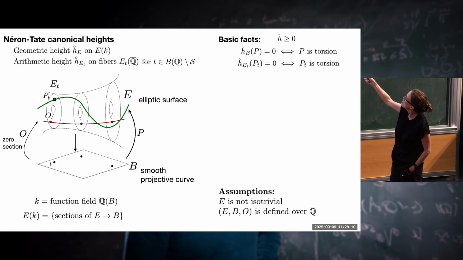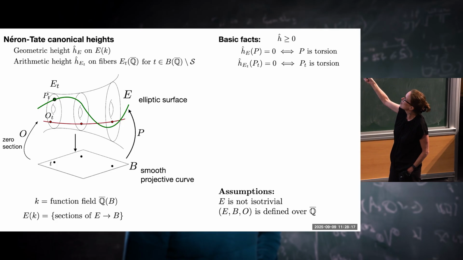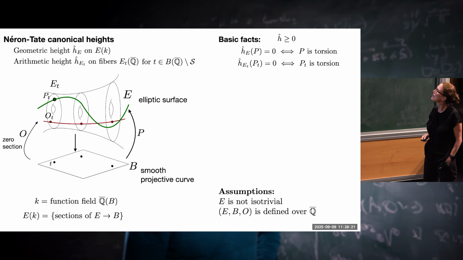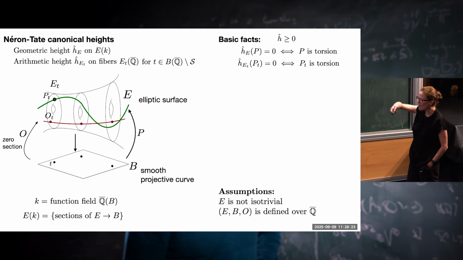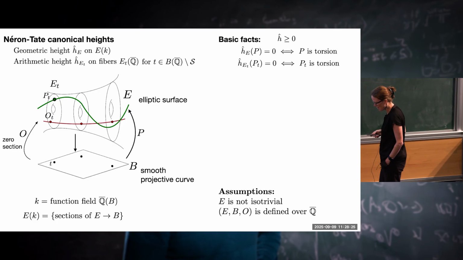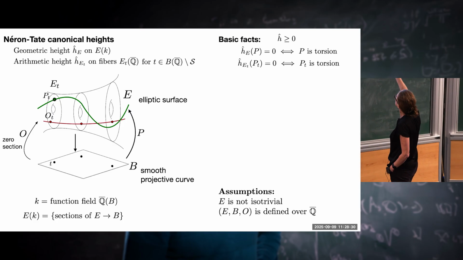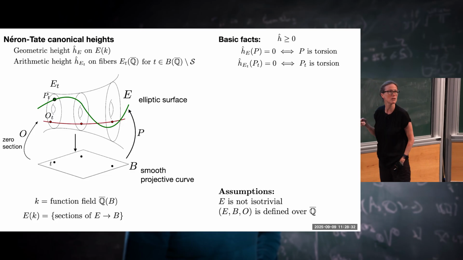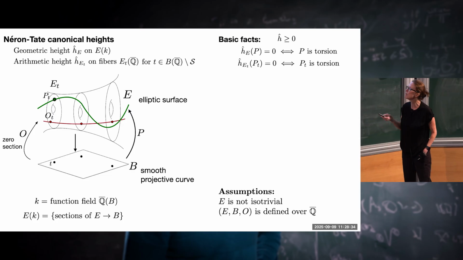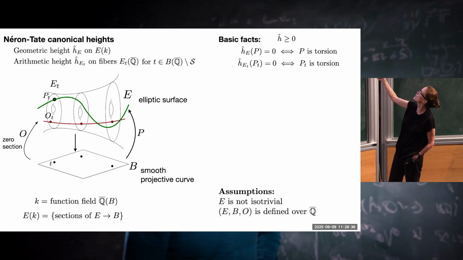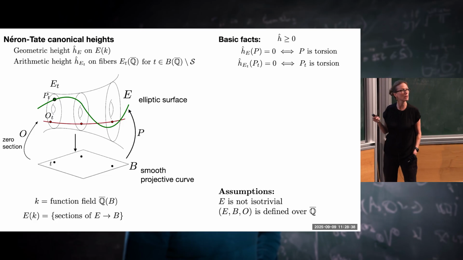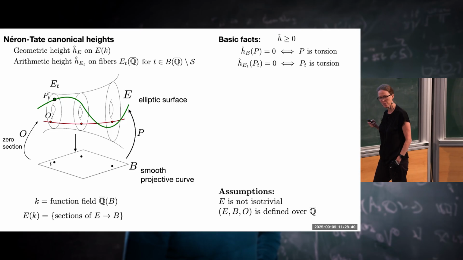Again, I didn't give definitions, but some important facts are that the height is a real valued function on the points, and it's non-negative. And the zeros, as we saw, for example, in Philip's talk, in the setting of the Weil height or the dynamical heights, in this case, the zeros for a point of the elliptic curve are just the torsion points. Remember that I'm assuming that E is not isotrivial, so that's why this also holds in the geometric setting.